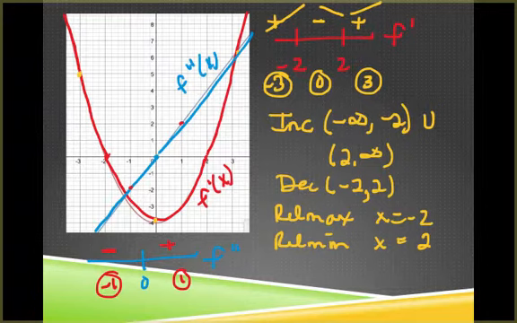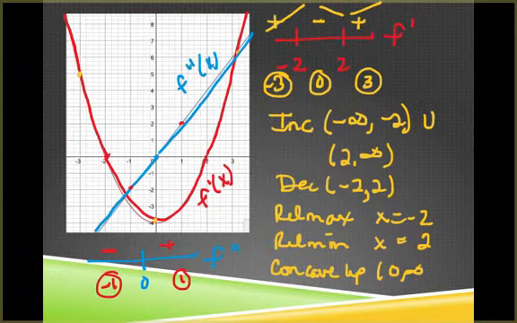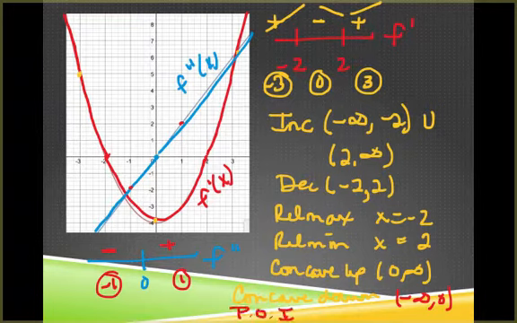So now we know some information about our concavity. So we can figure out that we are concave up from 0 to infinity. We're concave down from -∞ to 0. And it does appear that we have a point of inflection. So we'll just label that as POI. And that's going to happen at x equals 0.